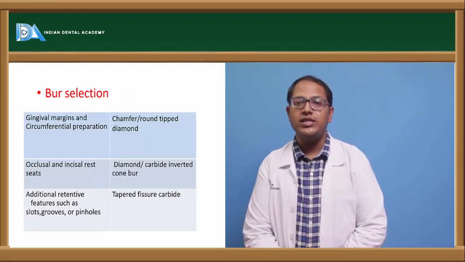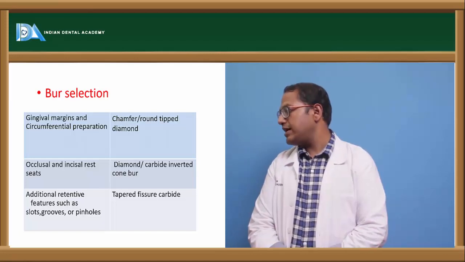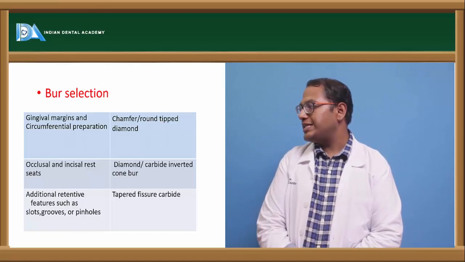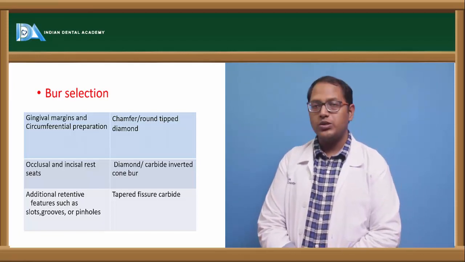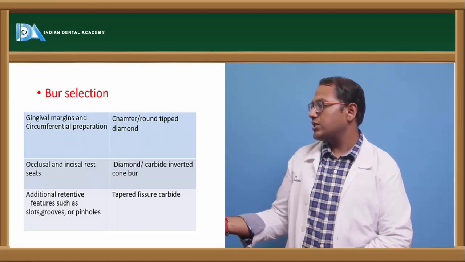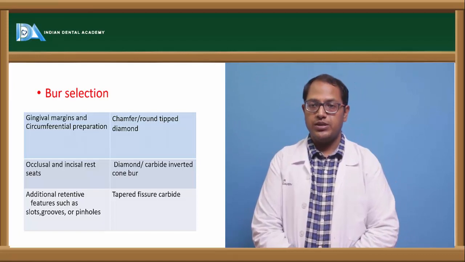For gingival margins, tapered diamond burrs and chamfer round burrs can be used, for circumferential preparation. For occlusal and incisal reduction, diamond, carbide and inverted cone burrs can be used. For additional retentive features such as slots, grooves and pinholes, tapered fissure carbide burrs can also be used.